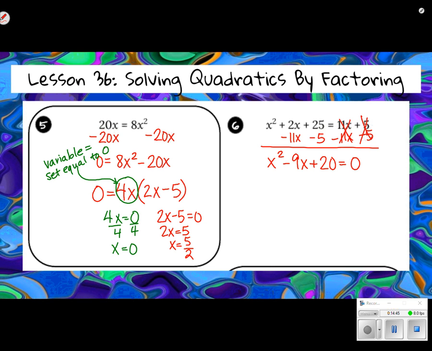Equals 0. All right, let's find 2 numbers that multiply to give us 20, add to give us negative 9. I'm thinking negative 4 and negative 5. So that's going to be x minus 4, x minus 5. And so what makes x minus 4 equal 0? 4. What makes x minus 5 equal 0? 5.